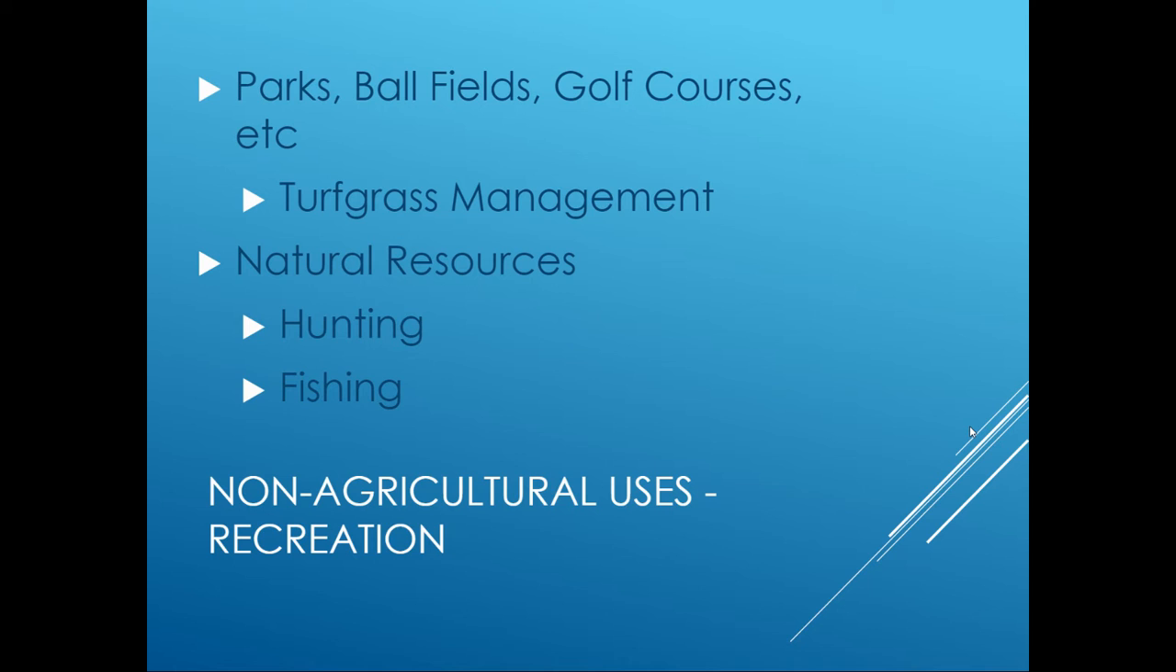So some non-agricultural uses. Recreation. We're talking about parks, ball fields, golf courses. This all includes turf grass management. There are also some natural resources, hunting and fishing. And we talked about with the soil erosion learning target that fishing can be impacted by soil erosion, if that soil runs off into water sources and pollutes the water, which could have an effect on the fish population.